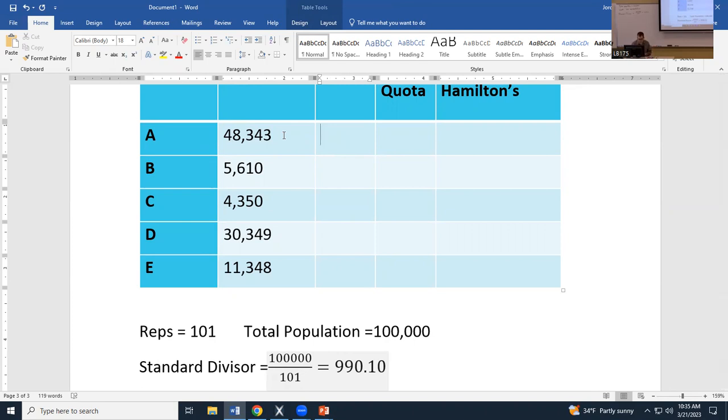So I'm going to take my 48,343, divide it by 990.10. That gives me 48.82638. I'm just going to round that. I'm going to go out to 3 decimal places, but you can go out to 2 if you wanted to. I think 2 will work. I'm nervous we're going to have to decide something on rounding to 3, but 5610 divided by 990.10 is 5.666.